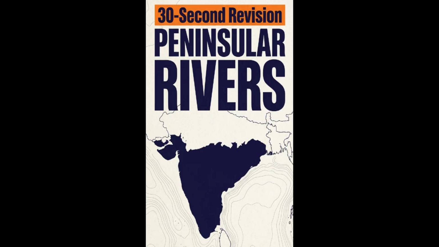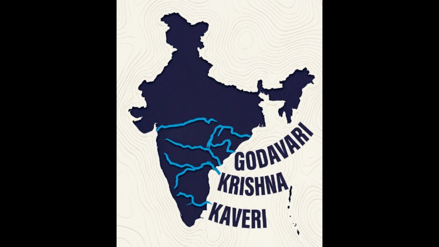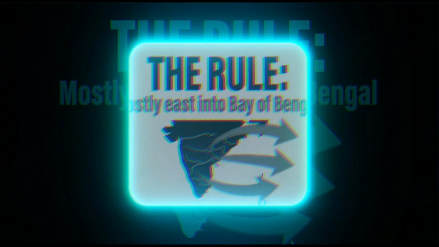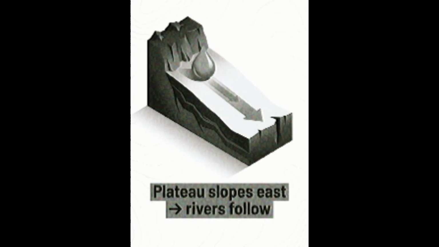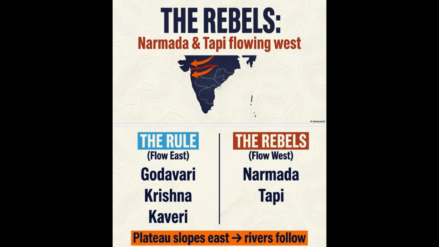Now let's revise everything quickly. Most peninsular rivers flow east because the plateau slopes east, but some rivers, like Narmada and Tapi, flow west. So remember this one simple rule: slope decides direction. If you understand this, you don't need to memorize anything.